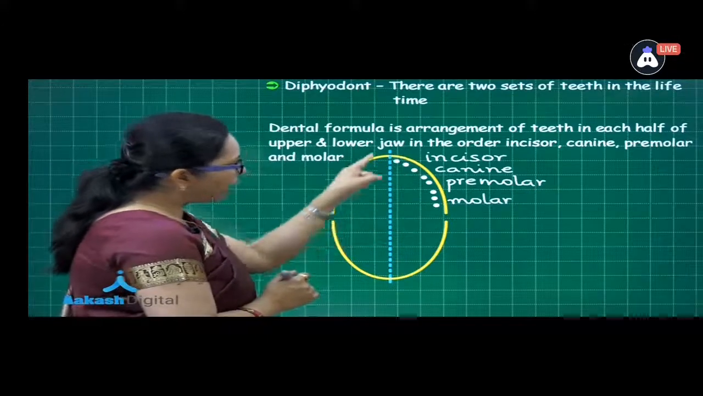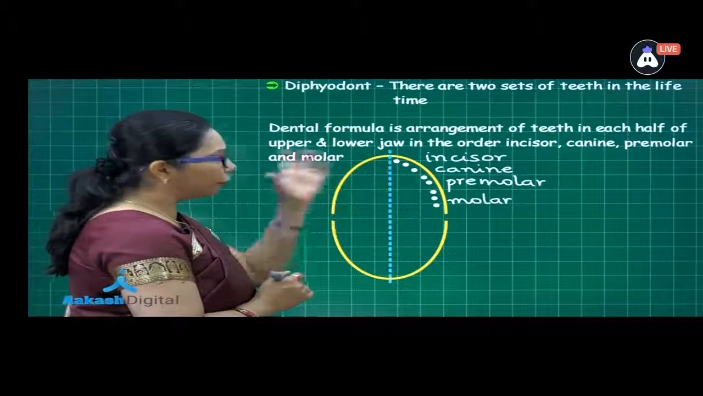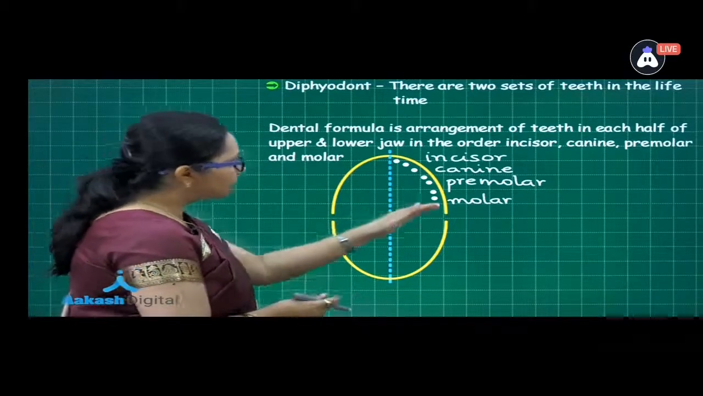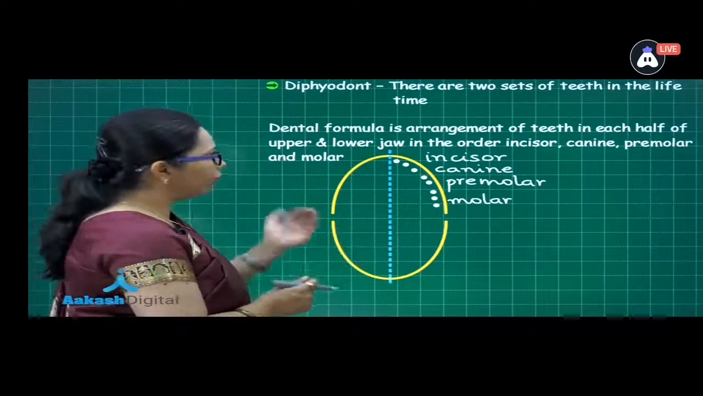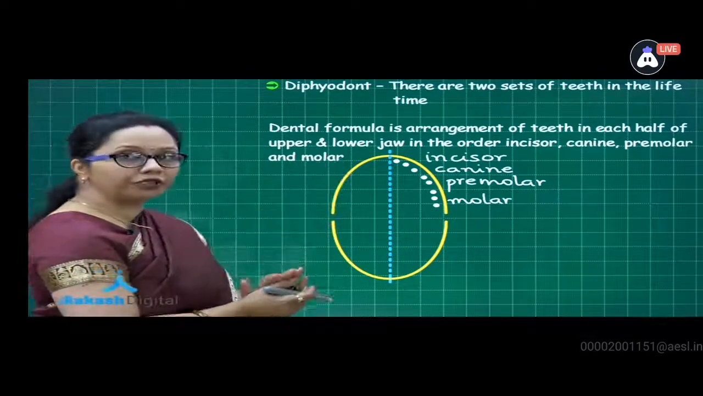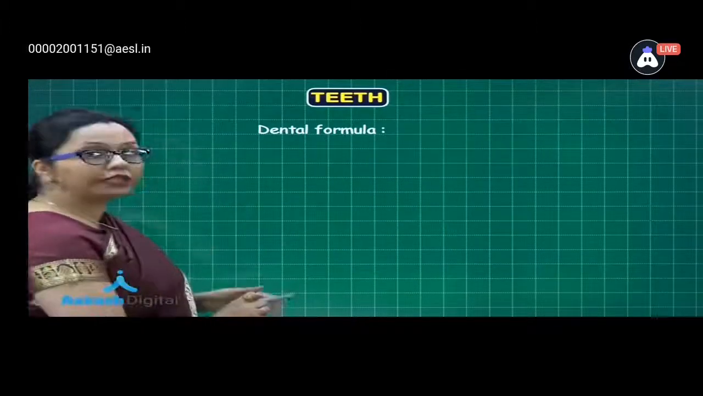Now if we take one half of the upper jaw and then we double it, so we will get the number for this entire upper jaw. Same way we will take it for the lower jaw, one half of it and double it. So this is how we represent the dental formula. So let us take how we write the dental formula.